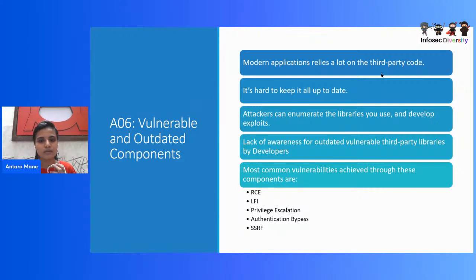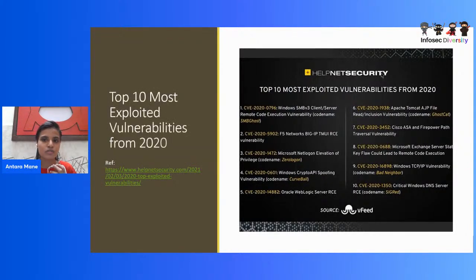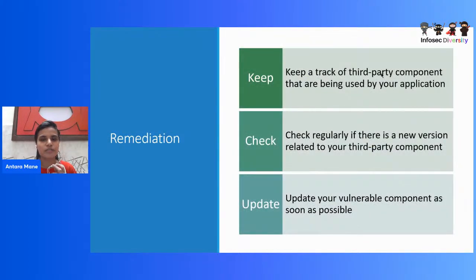Commonly exploited vulnerabilities of known third party components are RCE, remote code execution, local file inclusion, privilege escalation, authentication bypass, and SSRF, right? And here are the most exploited vulnerabilities from 2022 involving vulnerable and outdated components, right? It has led to a drastic impact on many of the organizations which were using known and vulnerable components, right? Let's move ahead with the remediation.